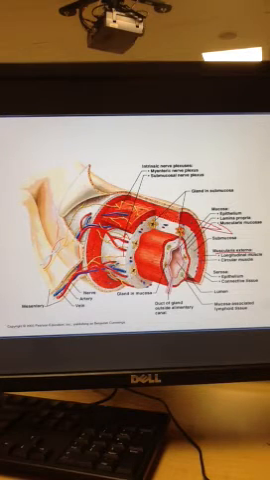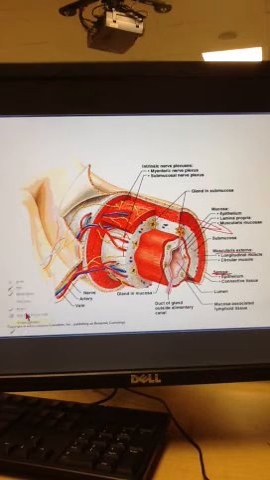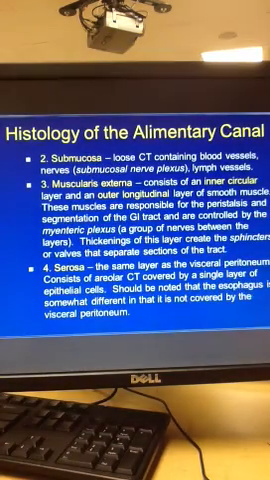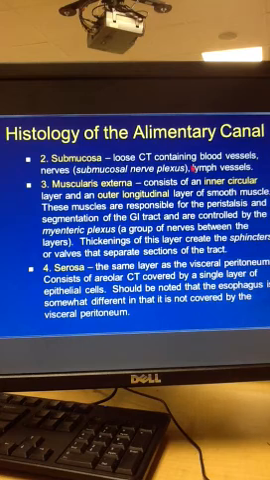And then the outer layer is called the serosa. It is covered with a serous membrane called peritoneum, for the most part, as well as connective tissue. So the submucosa itself contains blood vessels, lymph vessels, and the submucosal nerve vessels.